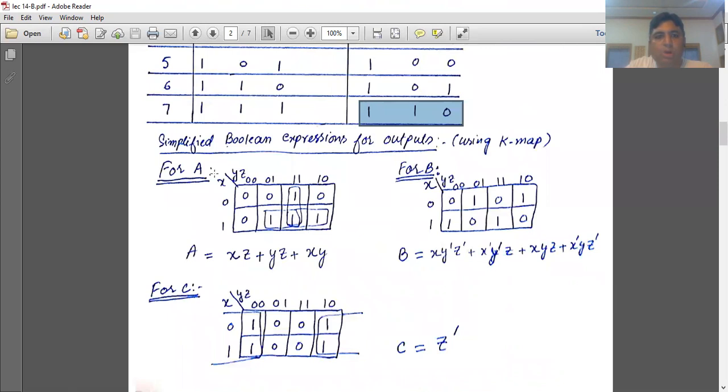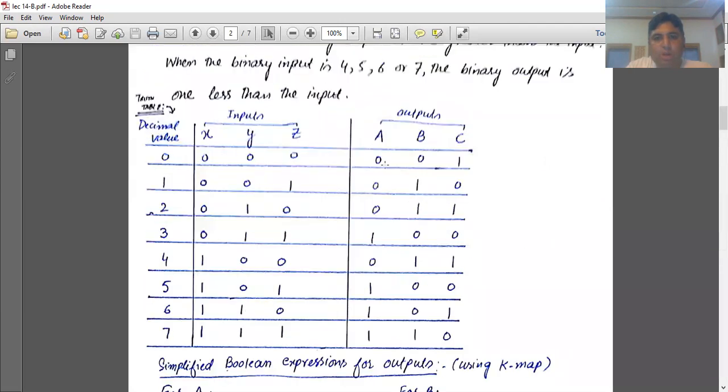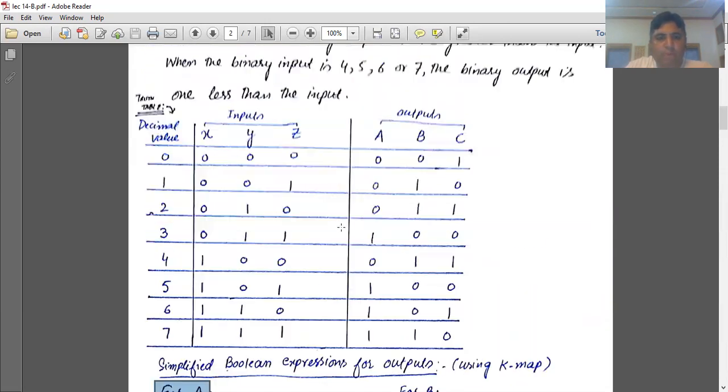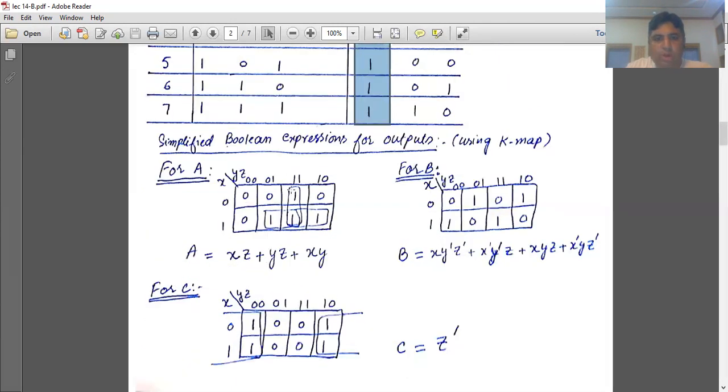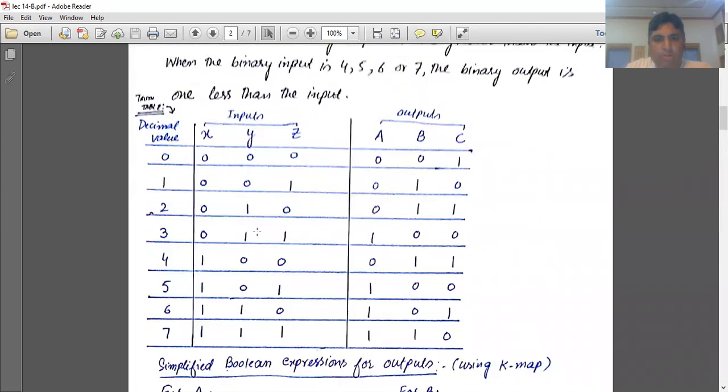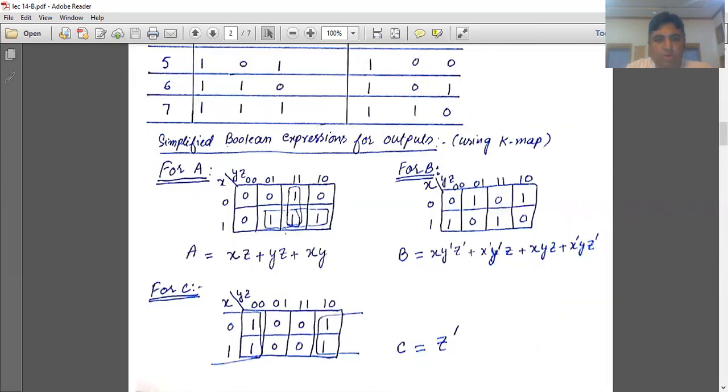Now what we'll do, we will make a K-map for each of the three outputs, for A, for B, and for C. So first you will make a K-map for the simplified Boolean expression of output A. Now for A, you will see there are 4 ones in this column. You will put the ones here in the K-map. This A has 1 when X is 0, Y is 1, Z is 1: 0, 1, 1, this one here.